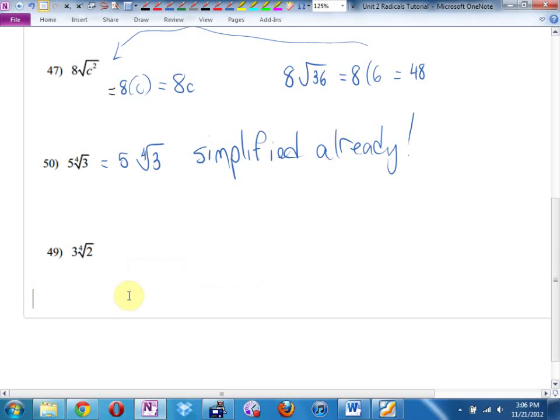Were you listening to my explanation for Darian just now? Because you know what? What kind of a root is it? Is it square root? Say no. Is it cube root? Say no. Is it 4th root? Say yes. Can I write 2 as something times something? Nope. That's already simplified.